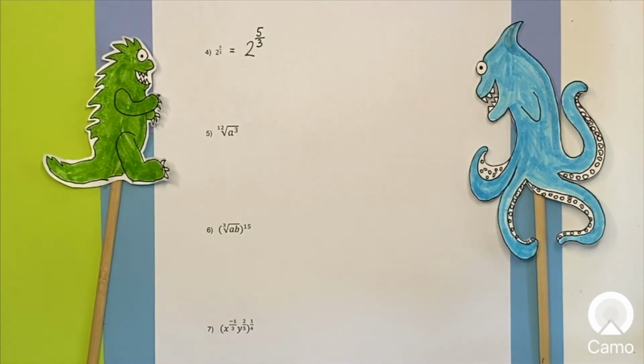There are two ways to approach this problem. One way is to look at it with the exponents as a fraction, and the other way is to look at it as a radical. So let's go ahead and start with the fraction.